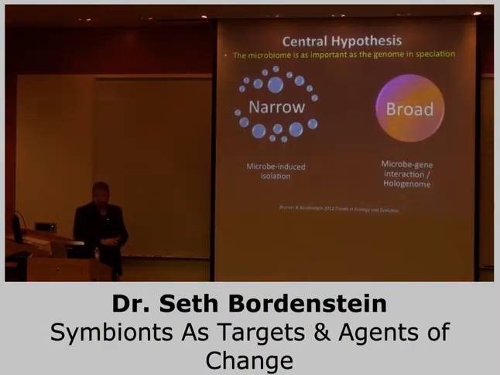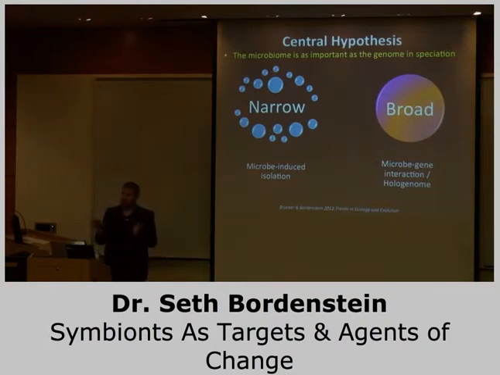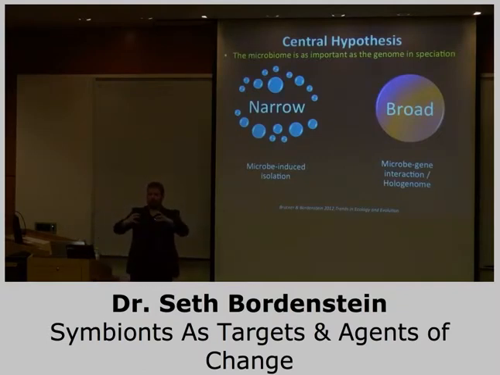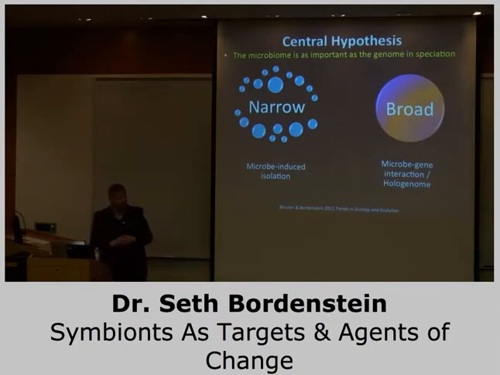The central hypothesis is that the microbiome is as important as the genome in speciation. We look at this from two perspectives, a narrow sense and a broad sense. So the narrow sense is that microbes cause speciation directly. You don't need any genetic divergence to cause speciation. It's just simply one population with one microbe and another population with a different microbe, when brought together, can't interbreed. A good example of this is Wolbachia, which I'll talk about shortly.